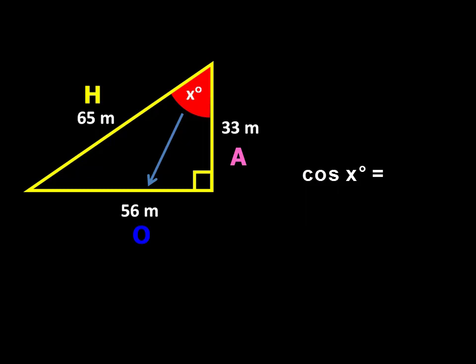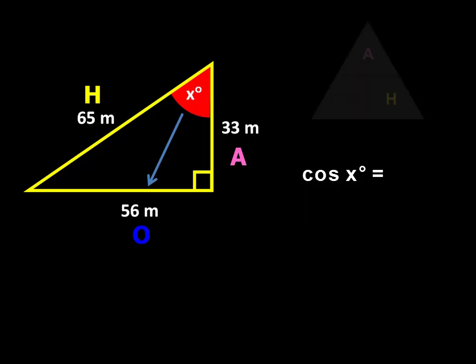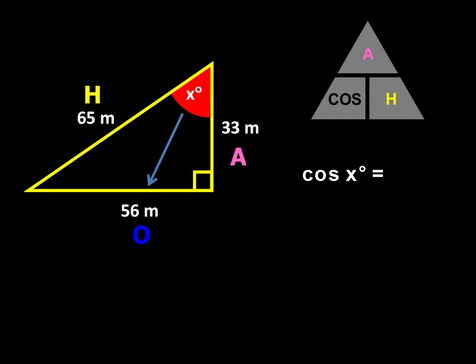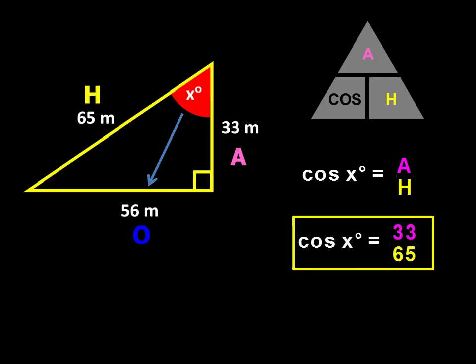We must remember the formula for cosine. We use this triangle. To find cosine x, it's A over H. We now substitute A and H by the numbers in the diagram, and we get cosine x is 33 over 65.